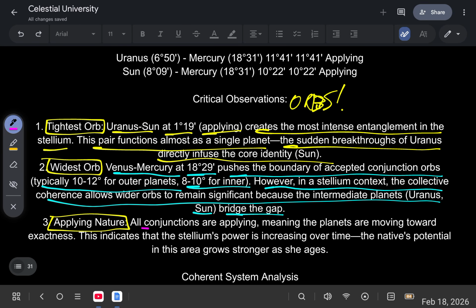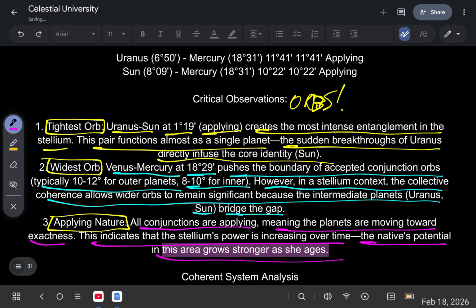Now, the applying nature: all conjunctions are applying, meaning the planets are moving toward exactness. This indicates that the stellium's power is increasing over time. The native's potential in this area grows stronger as she ages.